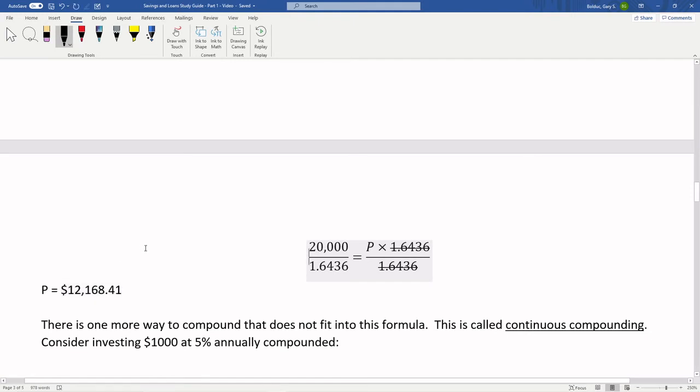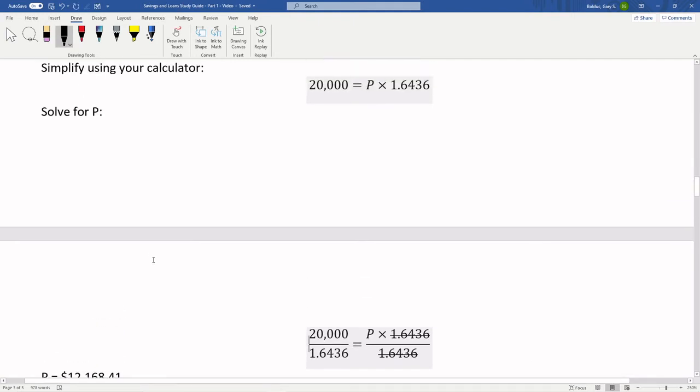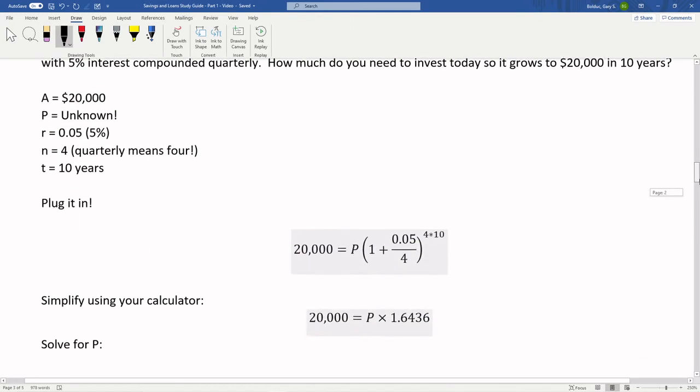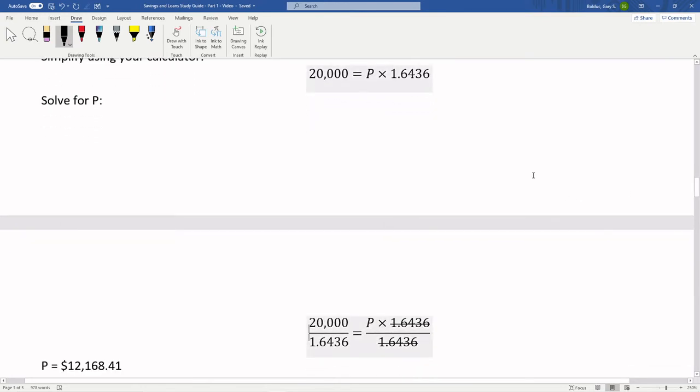$12,168. Okay, so what does that mean? That means if I want to get 20 grand at the end of 10 years with this account, I have to start with $12,000. And that's it.